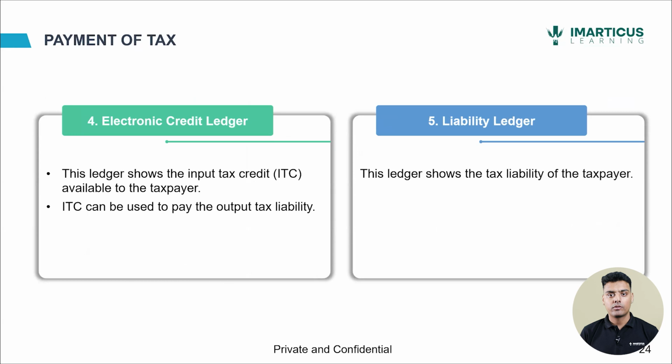What is electronic credit ledger? The electronic credit ledger is a ledger which shows what is the amount of tax that has already been paid by us whenever we made a purchase. It shows the amount of tax paid by us to our vendors. It can be used to reduce our GST liability. The liability ledger is another ledger which shows what is the final GST liability that we have after reducing our ITC or input tax credit.